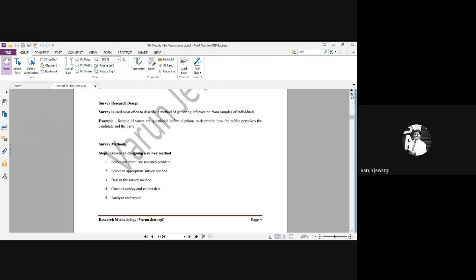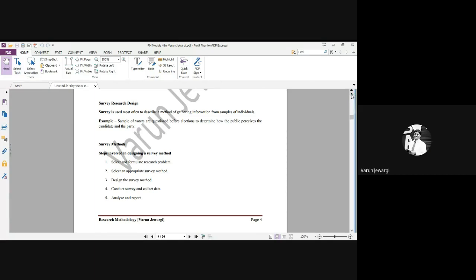Yes, sir. Can anyone plug this in as an example and explain it? Give a try, please. Select and formulate the research problem. The problem was that the name was Fair and Lovely, where the word fair was humiliating some people. And select an appropriate survey method. One of the methods we can select which will be appropriate. I don't know which method because I don't know the names of the methods.